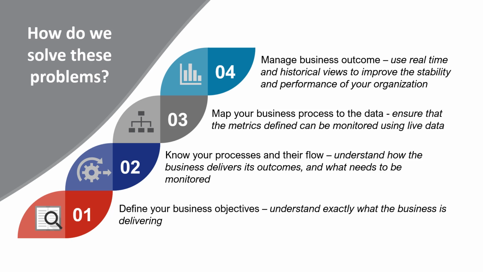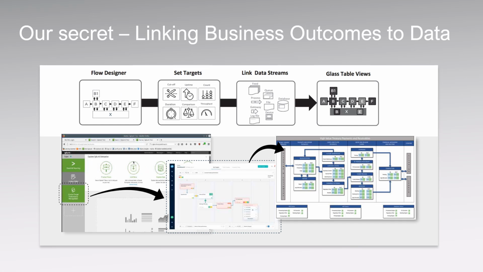iControl starts with your business objectives and maps that to your data, giving you visibility into your business outcomes in near real time. By creating a link from your business objectives to your data, iControl gives you context to understand the impact within the process, up or downstream, who or what is affected, what is the criticality, and when is the deadline so the corrective action can be taken.